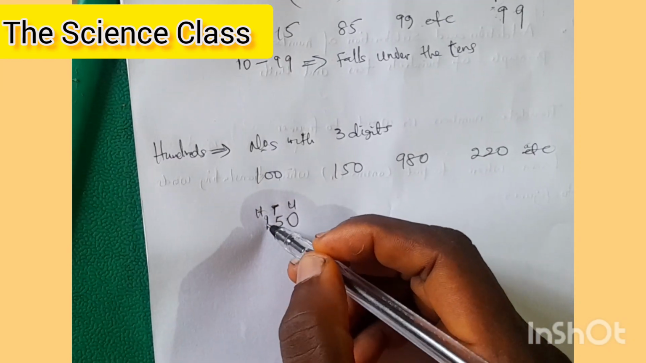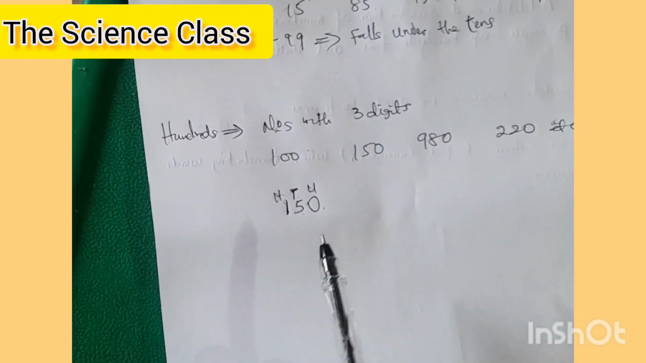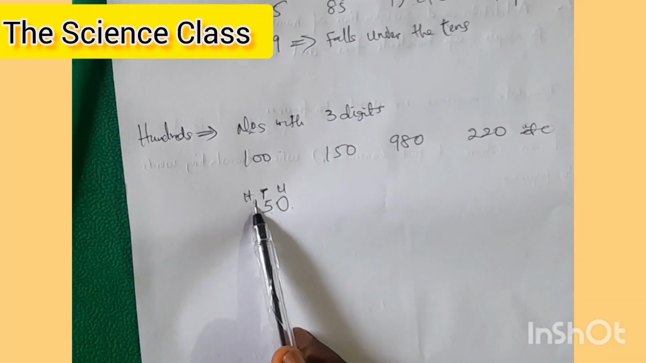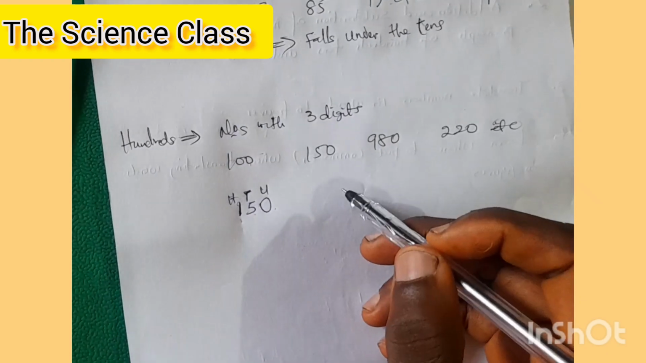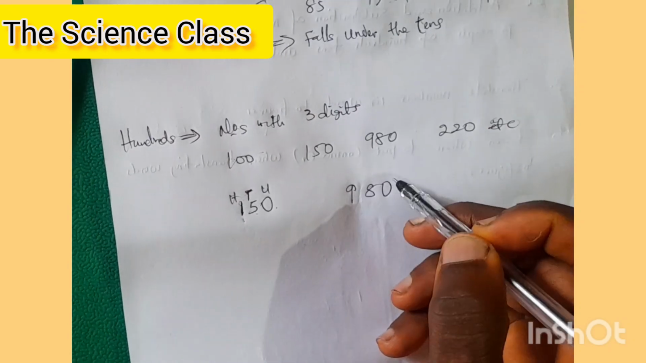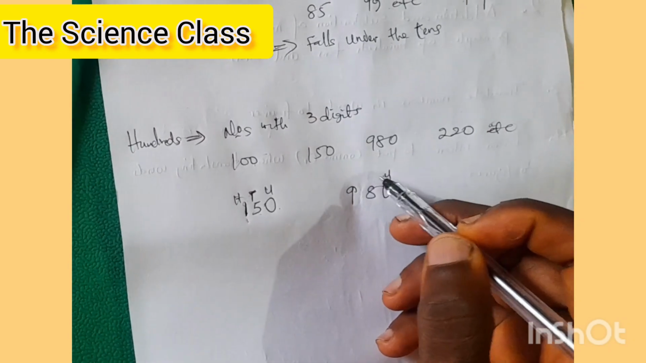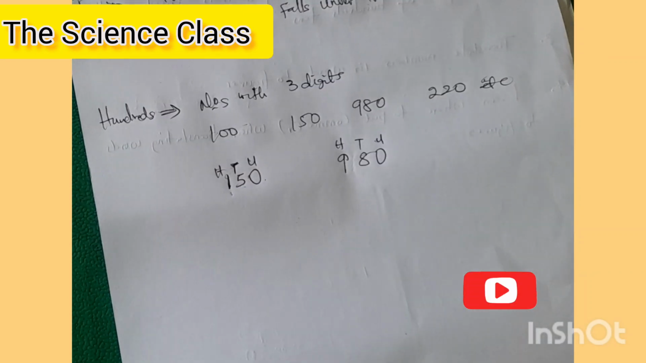So this is 150. Then 980, for example, this is 980. So this is the unit, this is the tens, this is the hundreds. You understand? All right.